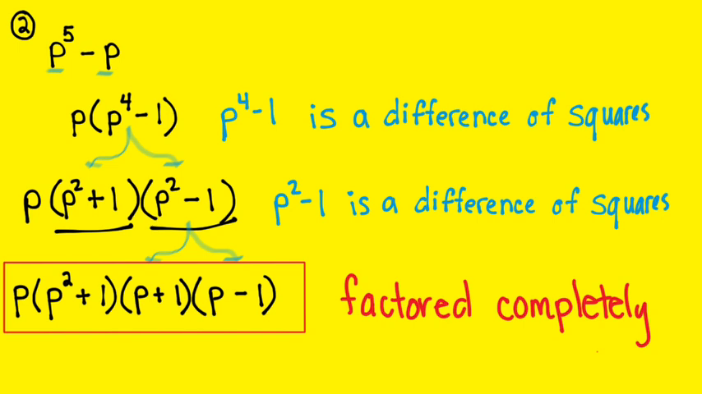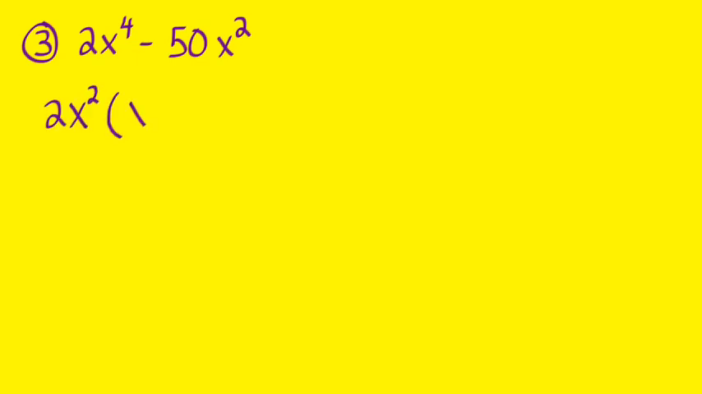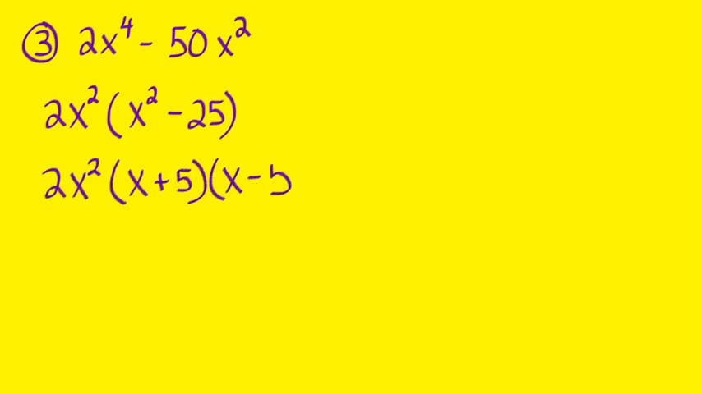Oh, you know what? I'll go ahead and run through these. But if you get it, you leave the video here and go ahead and start on your assignment. But if you want to do a few more extras with me, I'll do those with you. So let's check out this one. Let's take out a 2x squared. And we see it's x squared minus 25, which is, you're right, a difference of 2 squares, right?